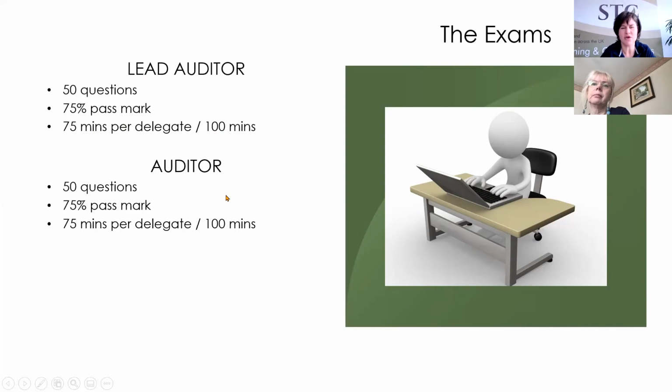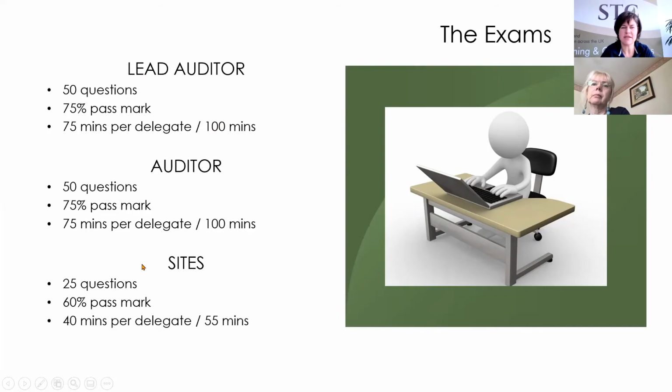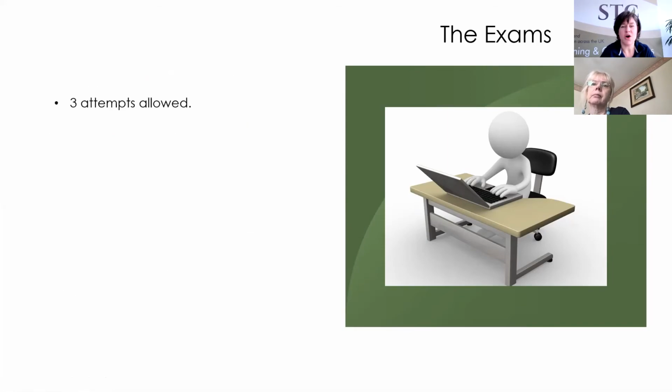It's exactly the same for the auditor exam. For sites, it's easier. It's 25 questions, 60% pass mark, and you get 40 minutes, or 55 if English is not your first language. You are allowed 3 attempts. As I said, that's why we tend to start the exam, certainly for the lead auditor, just after lunch. For the site exam, it's more towards the end of the day. For the auditor exam, it's also more towards the end of the day. However, if you needed another attempt, a second or a third attempt for some reason, then that's just something we need to schedule. It's not a problem.